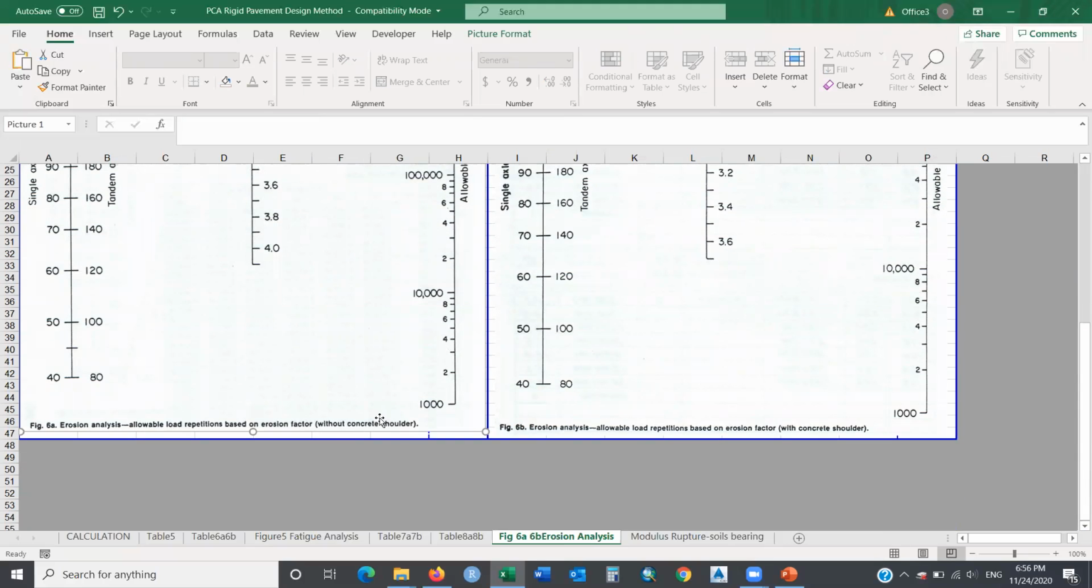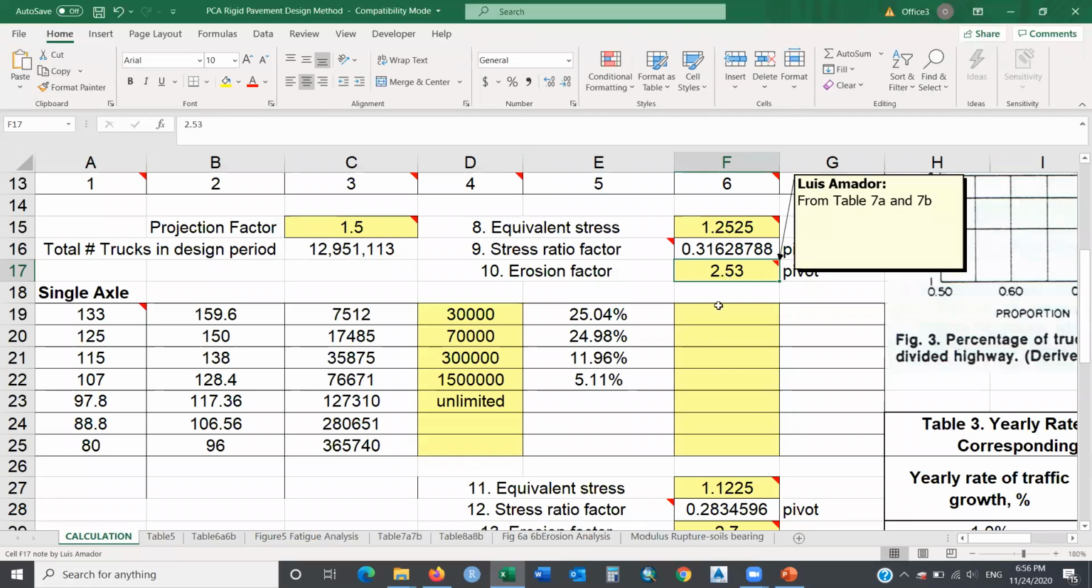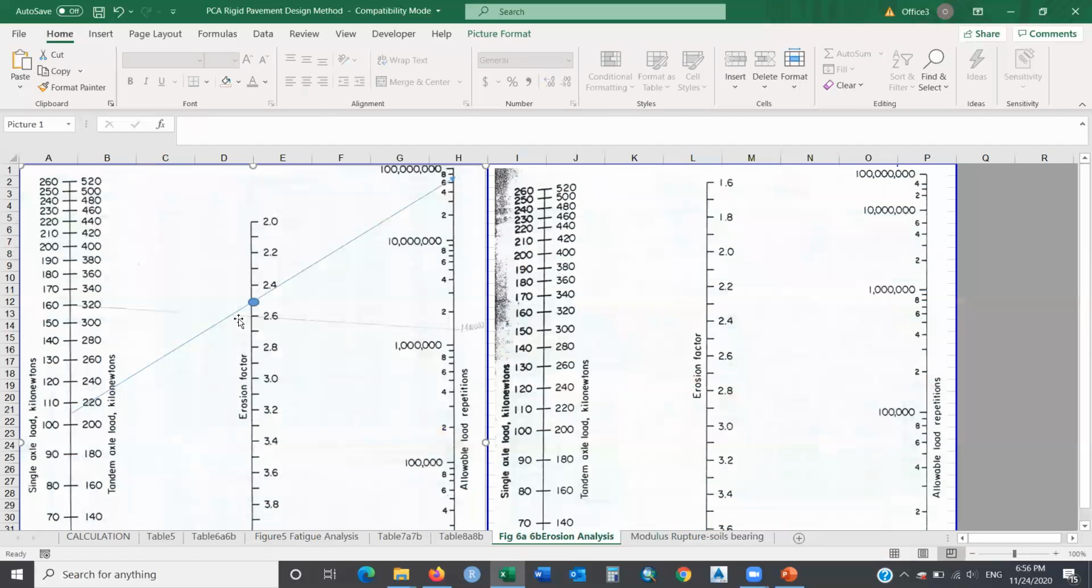This is without concrete shoulder, as you can see here, okay? So we're using the one on the left. The one on the right is with concrete shoulder. And the pivot is 253. 2.4, 2.5, this is difficult, 2.6. And I go with my first one, 160.